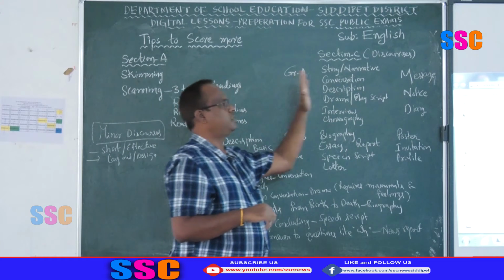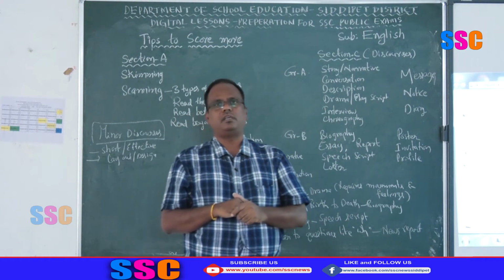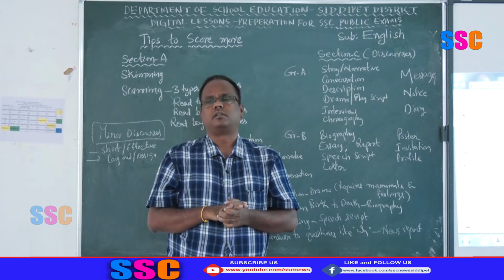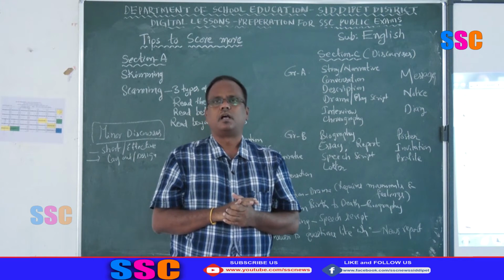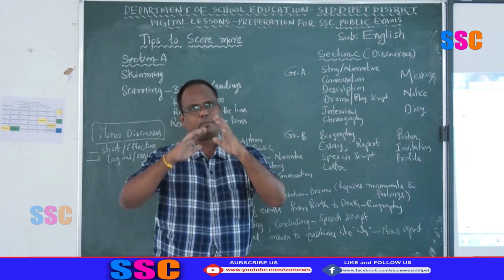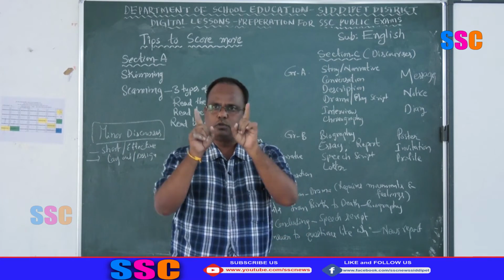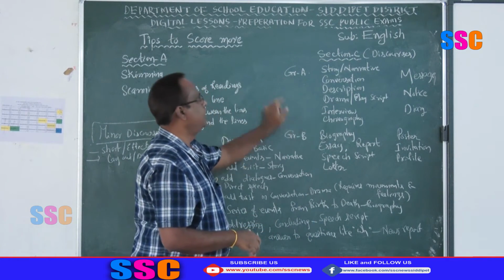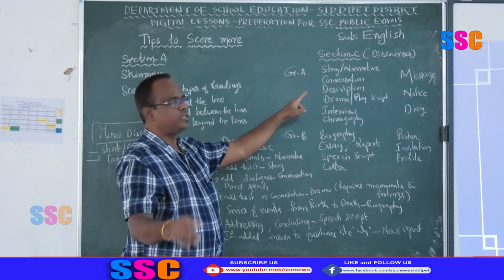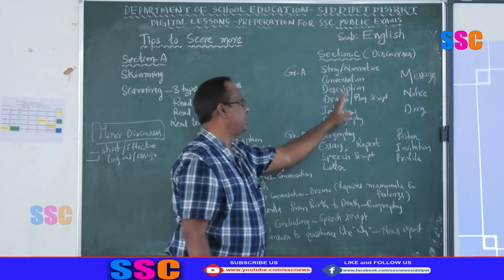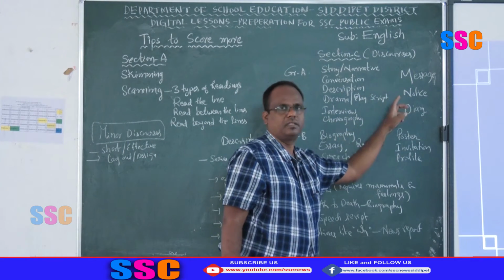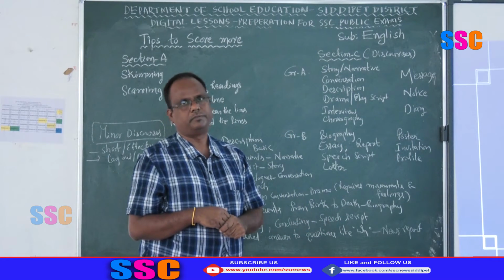Now, coming to Section C. We know that Section C covers the creative writing area, and in this we have to answer essay type questions, and in this we have major and minor discourses. These major and minor discourses are categorized into two groups, Group A and Group B. Group A consists of story, narrative, conversation, description, drama or play script, interview, choreography as major discourses, and message, notice and diary writing as minor discourses.